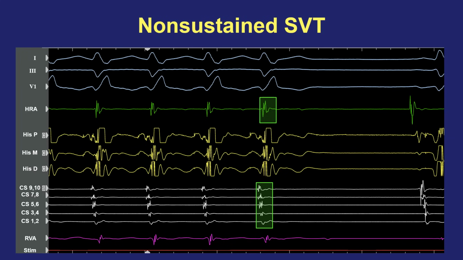But think again for a moment. If this were an atrial tachycardia, for example, then would this A lead to this V? The answer is no, that's impossible. Here's the His bundle recording. This A would have had to travel back in time to get above the His and then travel forward to this His and this V.